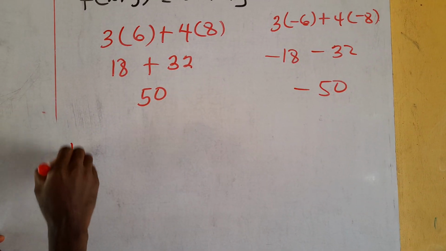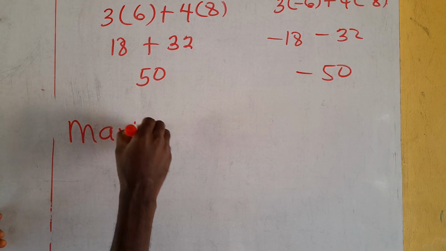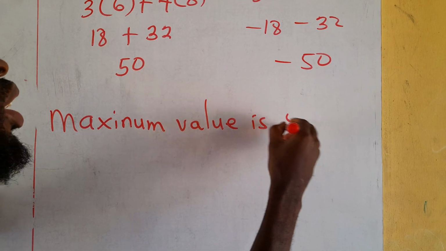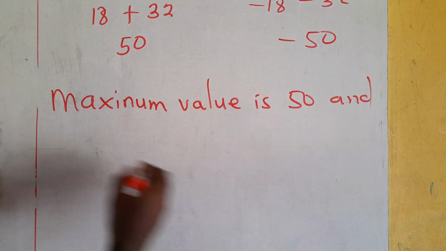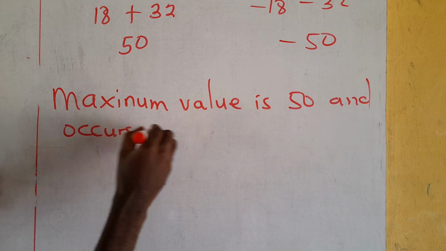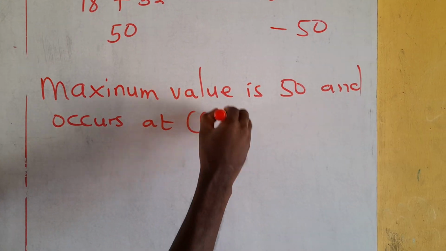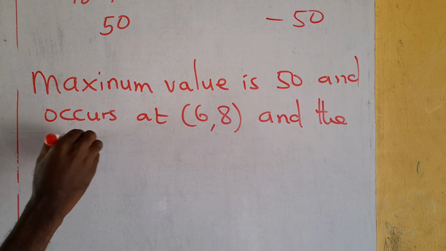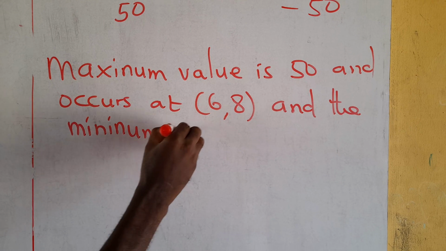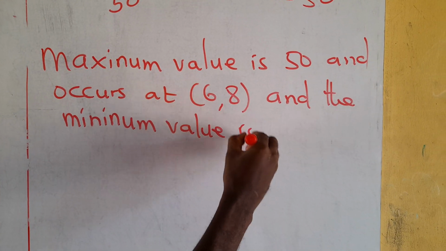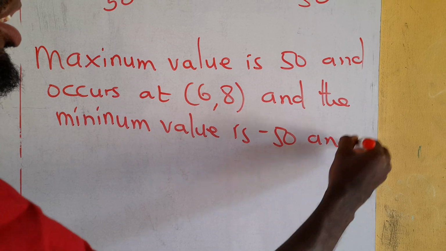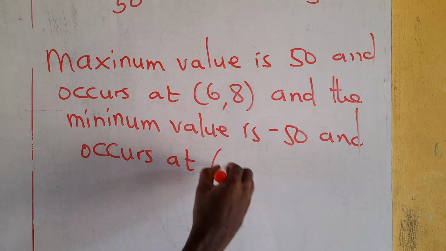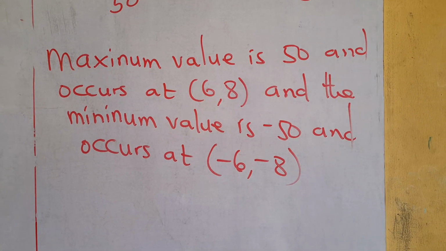So we can conclude that our maximum value is 50 and occurs at (6, 8), and the minimum value is negative 50 and occurs at (negative 6, negative 8). I hope you get that.